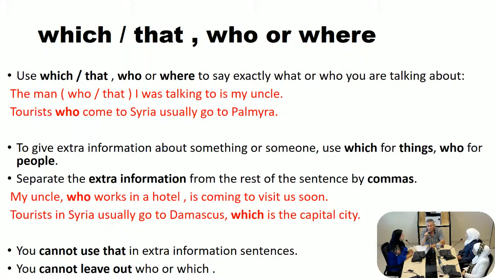The man who, yes, it's okay. Sorry, it's okay. Tourists in Syria usually go to Damascus. Okay, we can finish here, but we can also add extra information, which is the capital city. Which here refers to Damascus. Exactly. Now we cannot use that in extra information like you have mentioned now, and you cannot leave out who or which. They are essential.